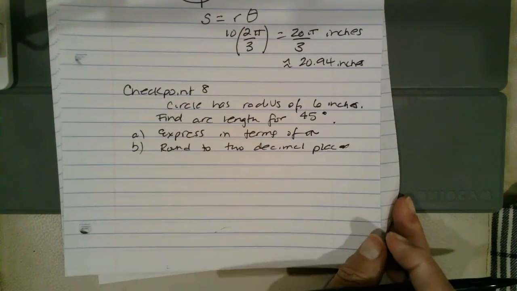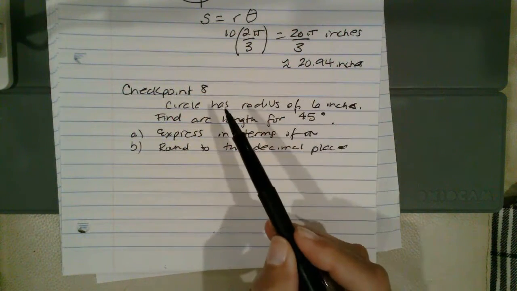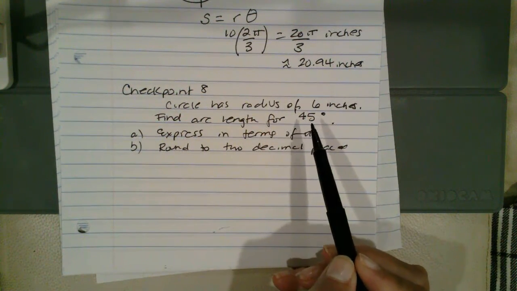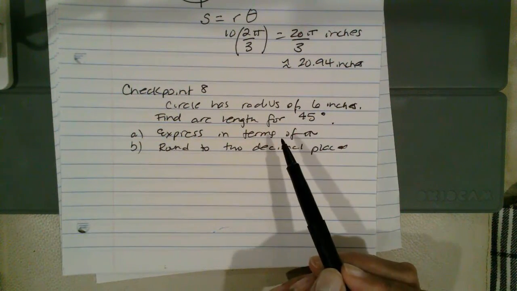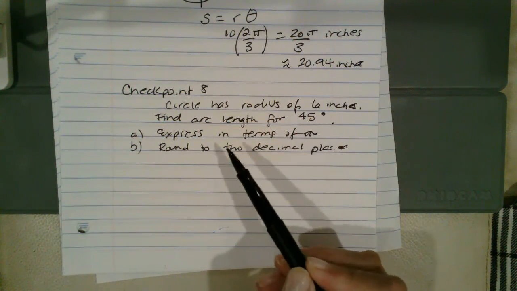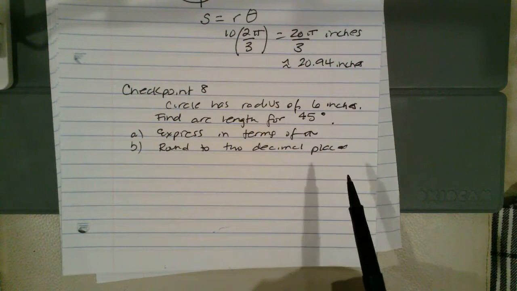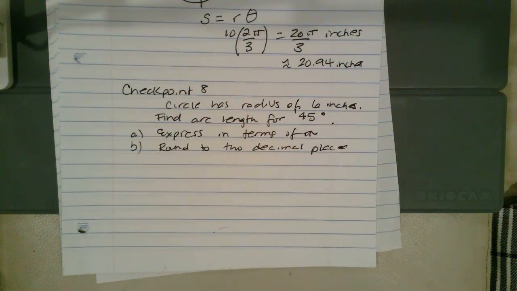Here's one for you to try. We're looking for the arc length where a circle has a radius of 6 inches, and we want to find the arc length for an angle that's subtended by that 45-degree central angle. You'll be both expressing your arc length in terms of pi, and you'll be rounding to 2 decimal places. Yes, I know my handwriting is not wonderful. We're doing what we can do. Feel free to pause your video. I'll work the problem out in the process, and then you can start it again and see how you did.